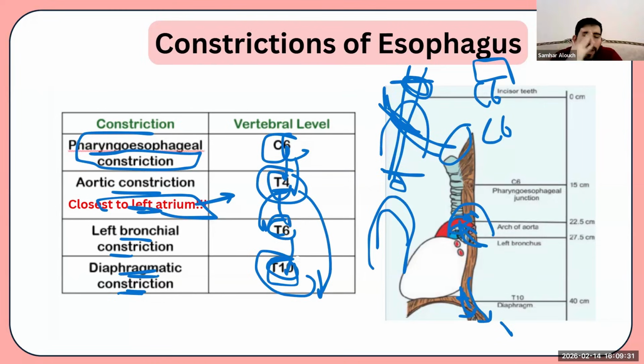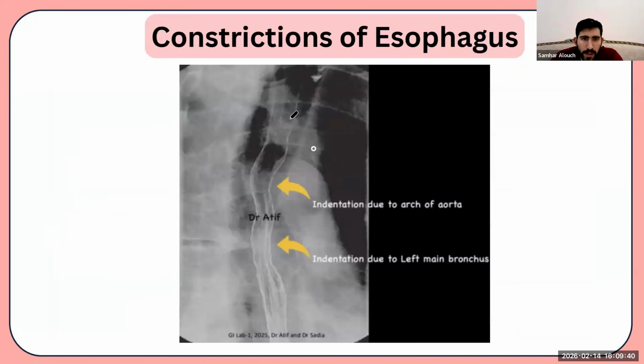I mean, that's not the best way, so I hope you memorize this by your own way, okay? Especially the aortic and left bronchial, they are the most asked. This is also a picture that usually comes.